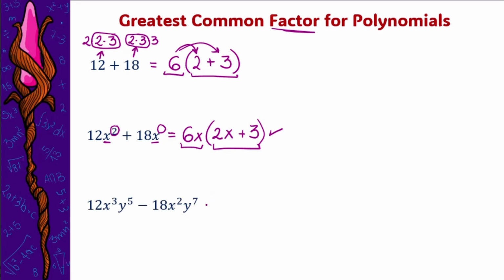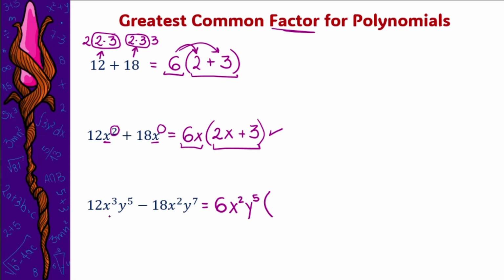Let's see this other example where we have more than one variable. So we still have 12 and 18, so it's again 6 the greatest common factor between the numbers. Now let's see the variables. We have x to the cube and x to the square. Again, we choose the smallest one, so it would be x squared. And then they both have y, so we should also include it. And the smallest power that we have here is the 5, so we are going to have y to the 5th power.